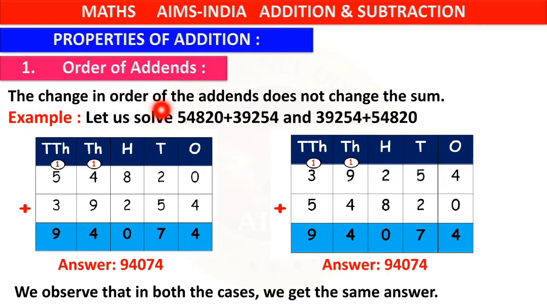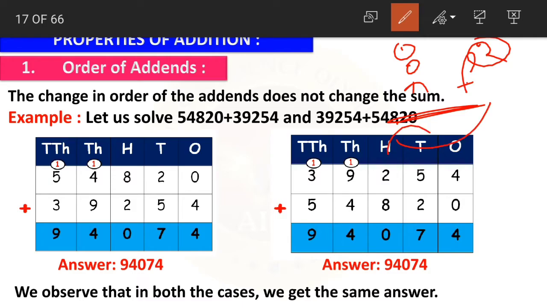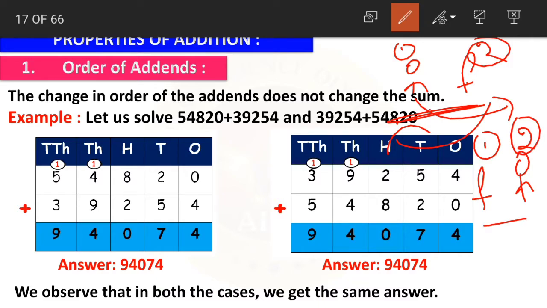Now the change in the order of the addends does not change the sum. Change in order of the addends means what is? See, suppose you are sitting in the first place and your friend is sitting in the second place. Okay, this is the order in which you are sitting. Now what I mean by changing the order is, your friend comes and sits in the first place and you come and sit in the second place. Okay, this is what we mean by changing the order. The places are changed here.